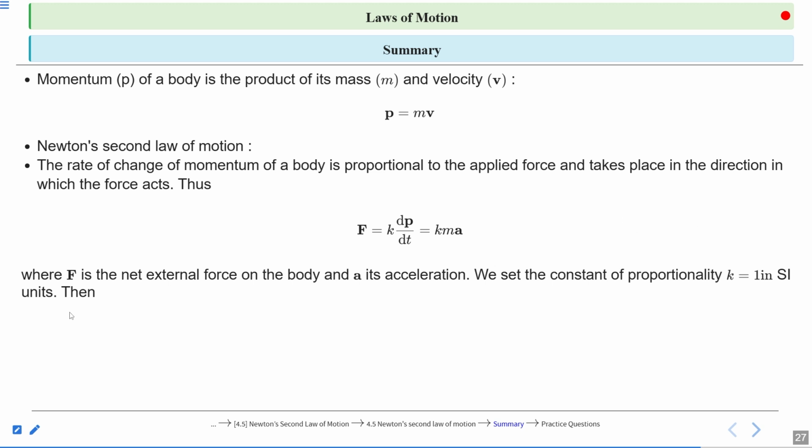So in that case, F is equal to dp upon dt. Rate of change of momentum is equal to mass into acceleration. This is Newton's second law of motion, and this is very important. So remember this.